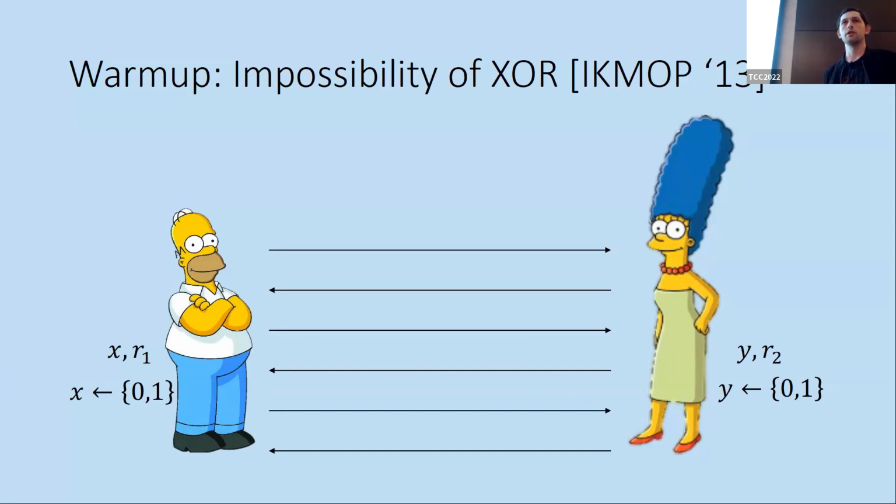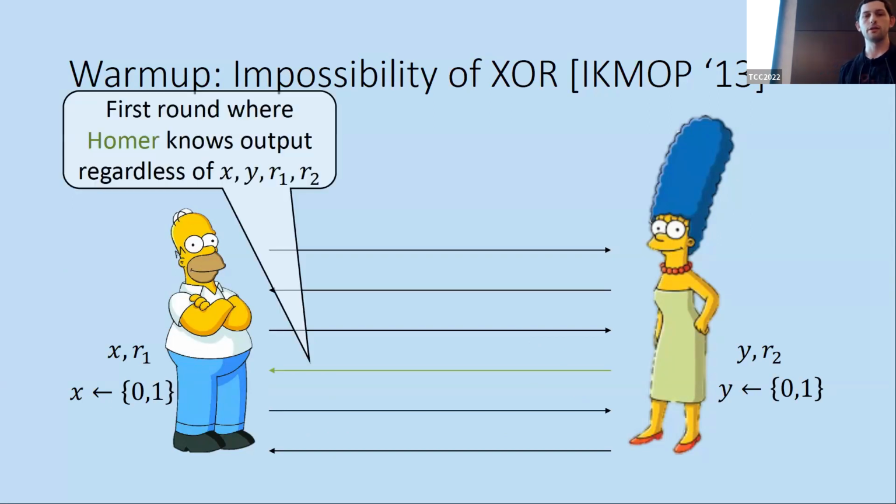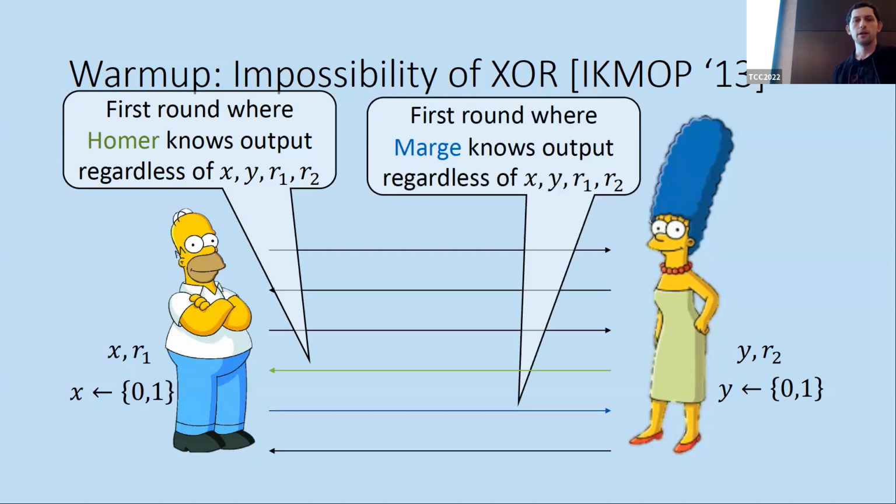So the main observation in the proof is to notice that there exists this first round where Homer knows the output, regardless of the inputs X and Y, and regardless of the randomness R1 and R2. And the reason there exists this round is because the last round is an example of such round, so there must exist this first time where this happens. And similarly, there exists this first round where Marge knows the output regardless of all the inputs and randomness. And let's assume that Homer learns first for this case.